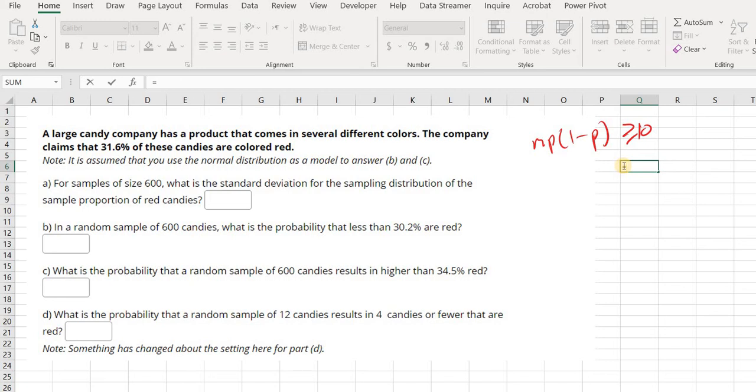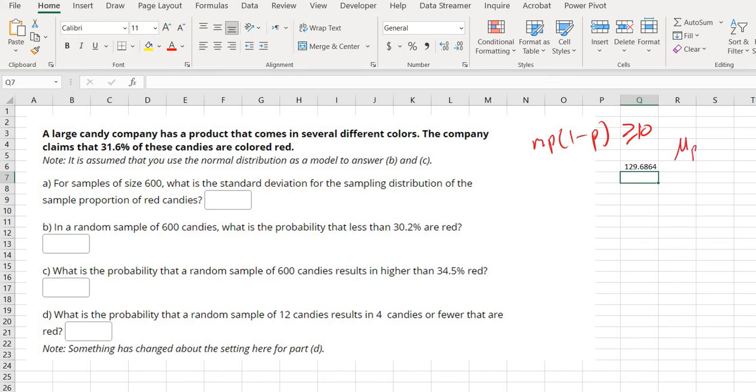So n is equal to 600 times p, which is 0.316, times 1 minus 0.316. The answer is greater than 10. That means we can produce the normal distribution using the distribution of sample proportion, and we can treat it as such. And that means we're going to compute the mean of the distribution, which is equivalent to the population proportion, 31.6 or 0.316. And the standard deviation is equal to the square root of p times 1 minus p divided by n.